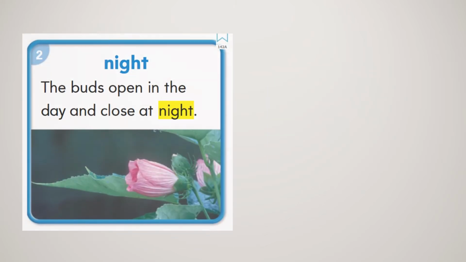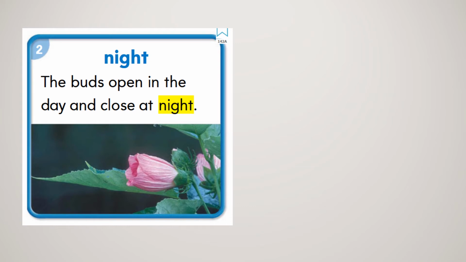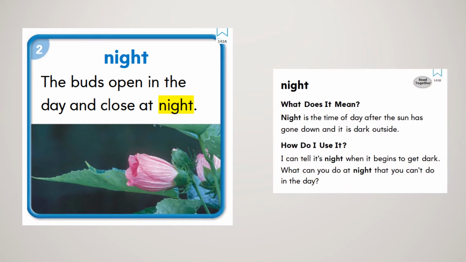Let's look at the next word, night. The buds open in the day and close at night. What does night mean? Night is the time of day after the sun has gone down and it is dark outside. How do I use it? I can tell it's night when it begins to get dark. Or, what can you do at night that you can't do in the day?